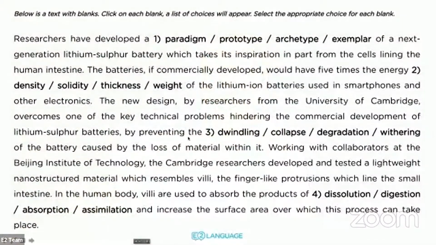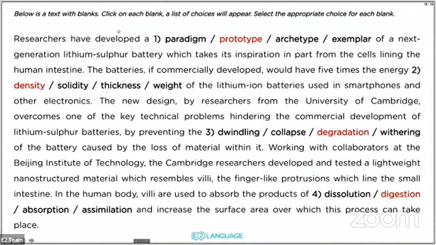Okie dokie, let's go through the answers here. Fine, let me just show you what the answers are and why. So, you develop a prototype. You develop a prototype, and it's a next. You need to know what it is. It's a next generation lithium sulfur battery. So that is not a paradigm. It's not an archetype, and it's not an exemplar. It's a prototype. Cool.